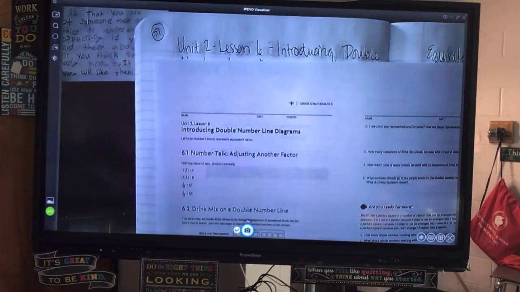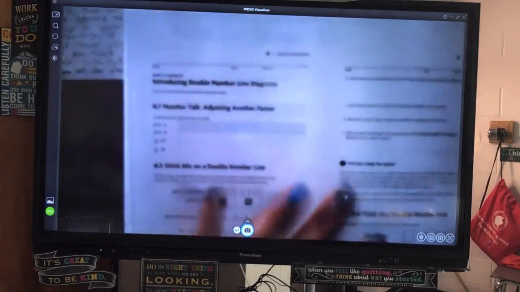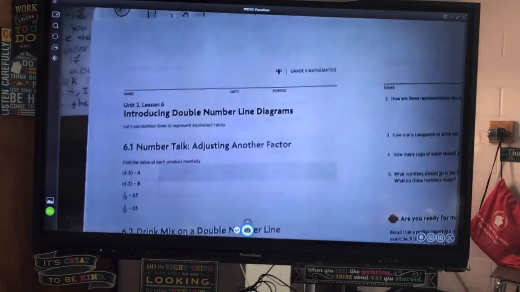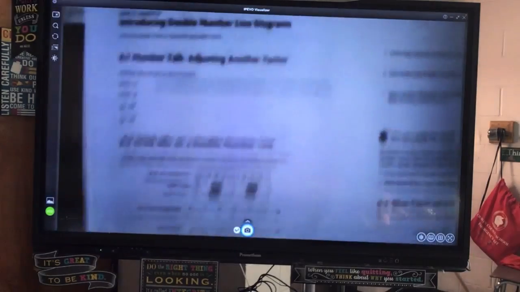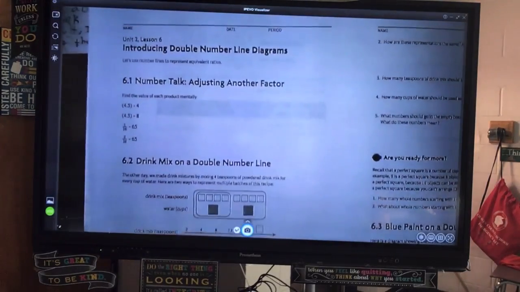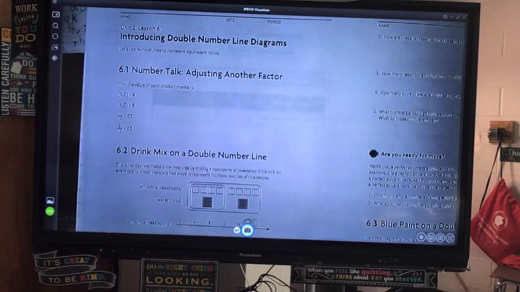So yesterday we kind of talked about using tables to do it. Again, a double number line is just another way to help you. So if after this lesson today you're like, double number lines are not going to be the best strategy for me, that is fine. Remember, it is just a strategy. It is not something that you have to do.